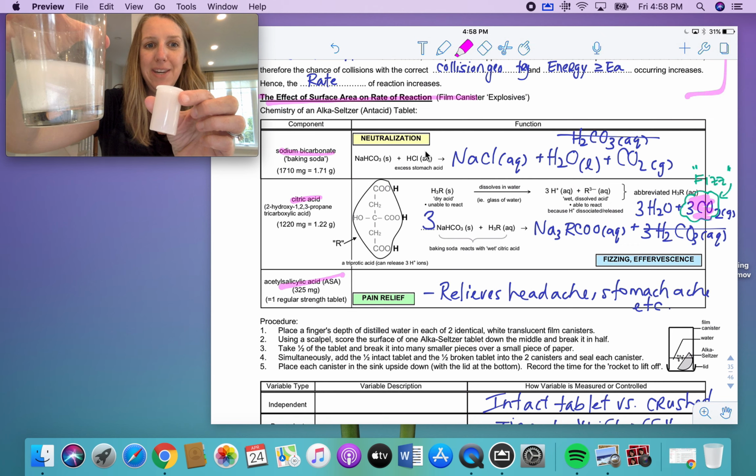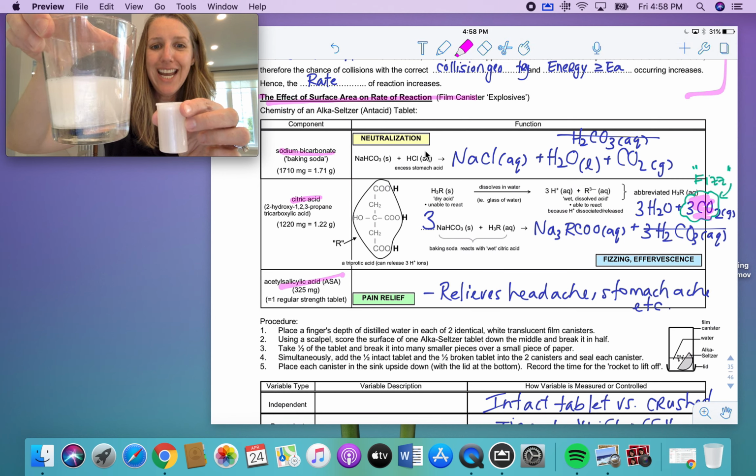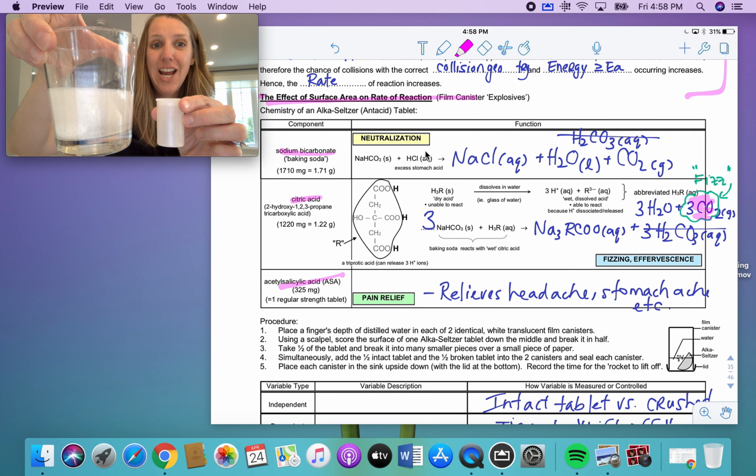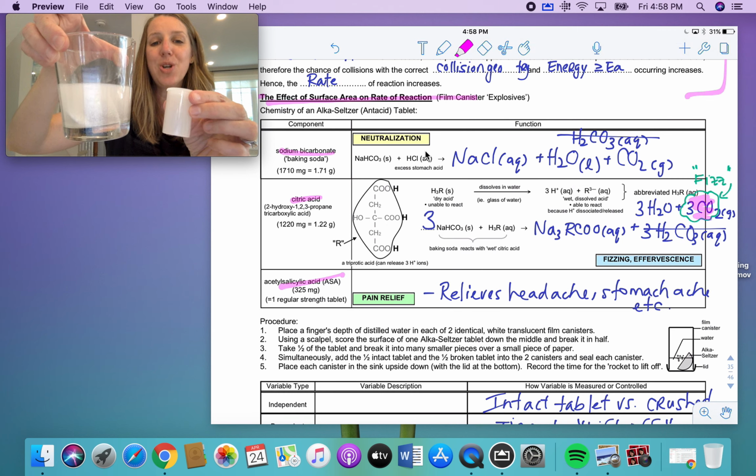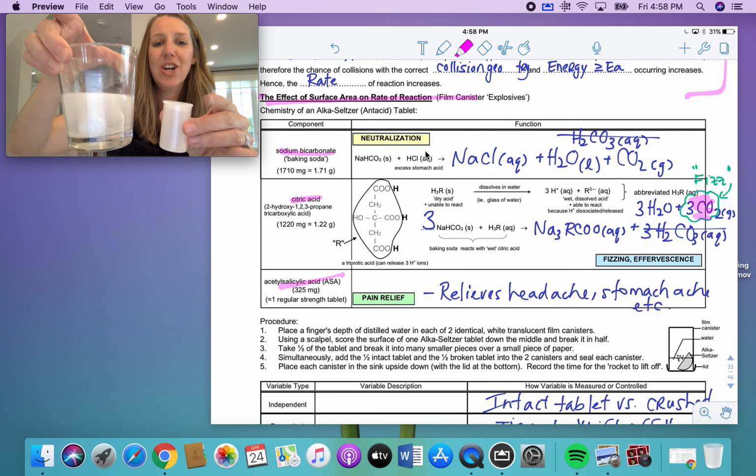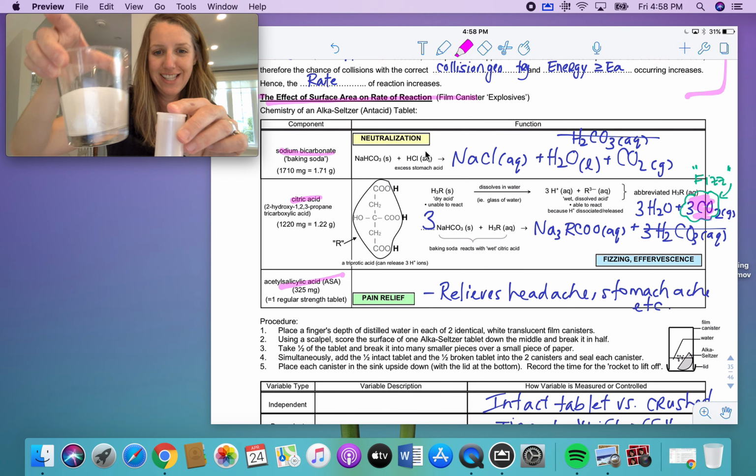So imagine that happening in the film canister. As soon as you pop the lid on that, it's going to create a tremendous amount of pressure and it'll pop the lid right off. And in fact, it works best if you add it with a controlled amount of water. Put the lid on after you put your Alka-Seltzer in.